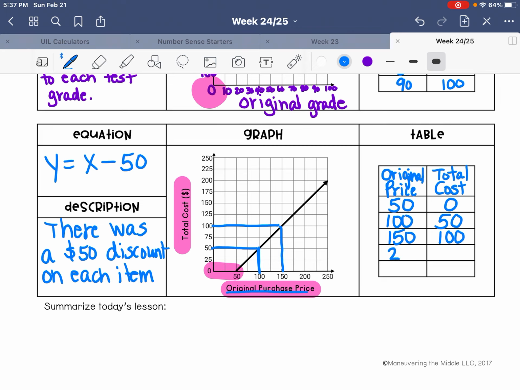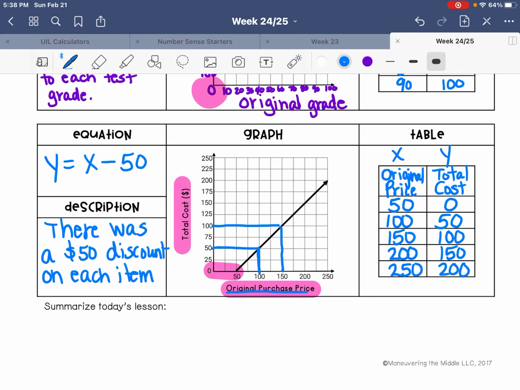If the original price was $200 and they take off $50, it's now $150. And finally, if it's $250 and they take $50 off, it's now $200. I just chose those numbers because they made the most sense to me, but you could have picked a lot bigger numbers. Just know that each time from each x, $50 is being subtracted to get the y.